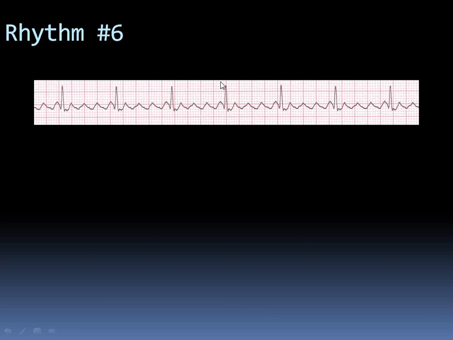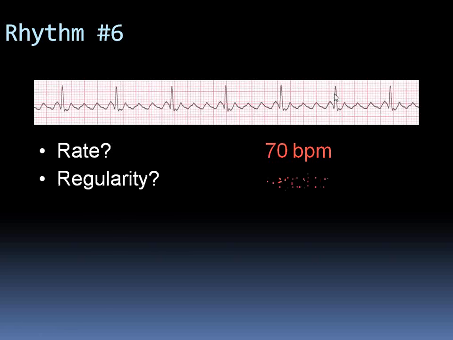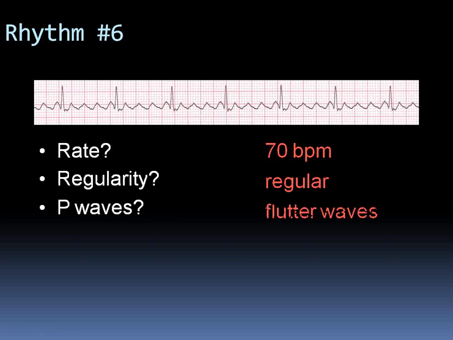This is the difference between flutter and fibrillation. Okay? And we can easily measure the rates because they are so regular. The distance between this QRS and this QRS is the same. The distance between this QRS and this QRS is the same. It is very regular. You can see P waves, which are also called flutter waves because they are so fast.